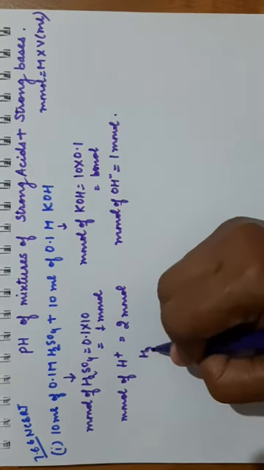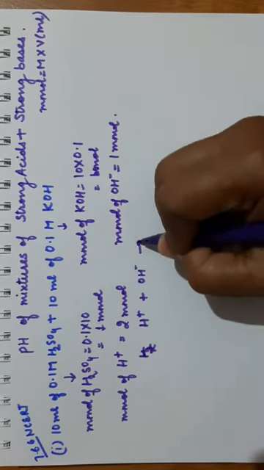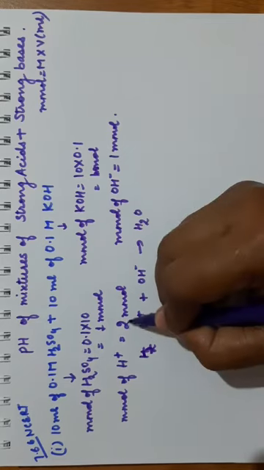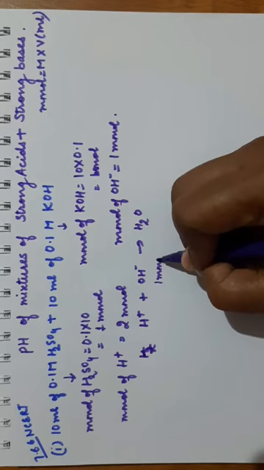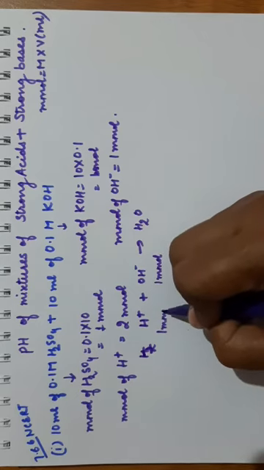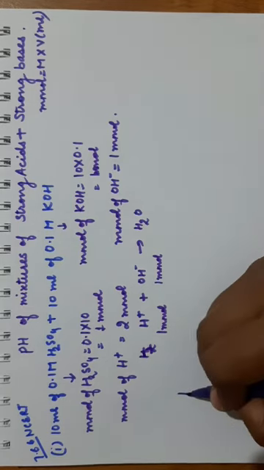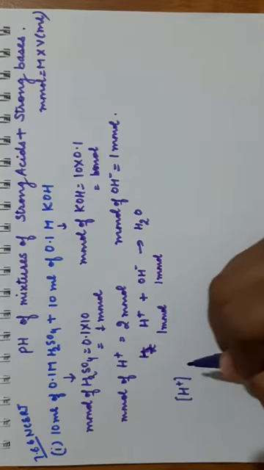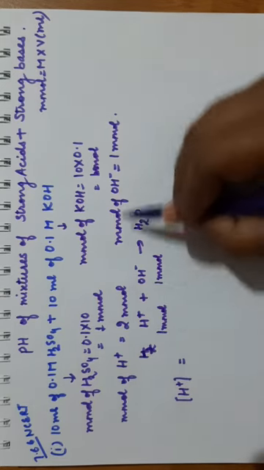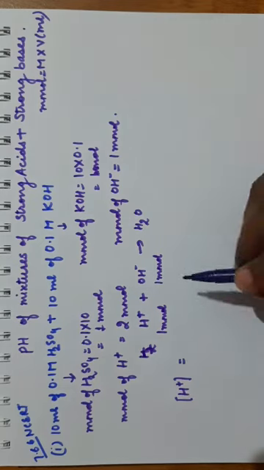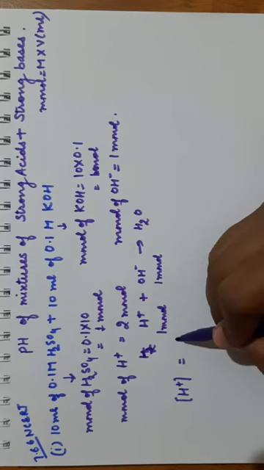Now they will react: H plus plus OH minus gives water. Now it has 2 millimole, it has 1 millimole. So OH minus ion is 1 millimole. It will react with 1 millimole of H plus and form water. So H plus will be left in excess. Now what is the concentration of H plus here? They will neutralize each other. So 1 millimole of H plus will neutralize 1 millimole of OH minus. So the number of millimoles of H plus left in the solution is 1 millimole.